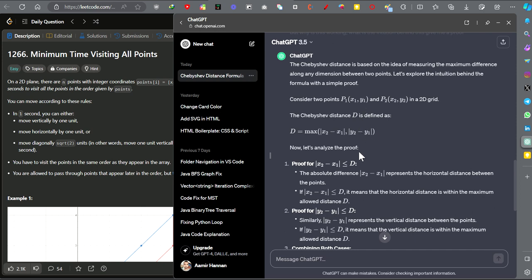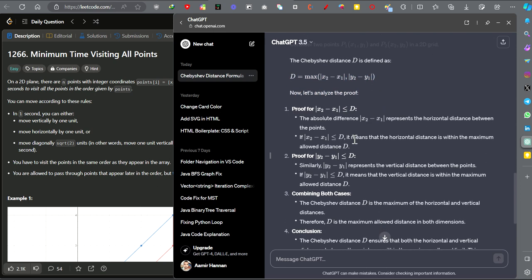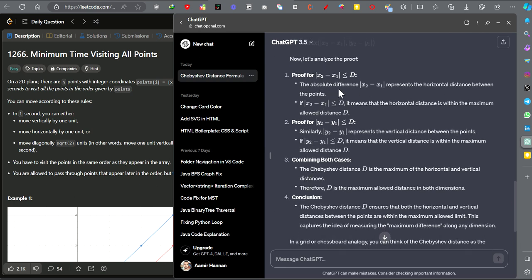maximum difference calculation formula. So let's say we have 2 points, P1 and P2, with x1 and y1, and x2 and y2. This distance formula, d, is the absolute of x2 minus x1 and the absolute of y2 minus y1, and if you take the max of these two, that will give you the maximum distance of those 2 points. I'll explain what these things are. If you want, you can have a look at these proofs. What are these statements?